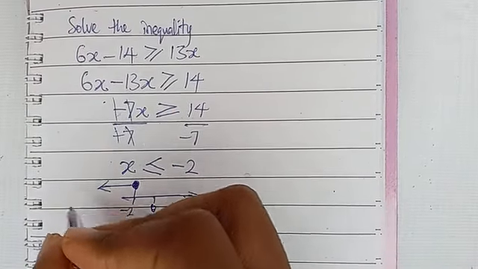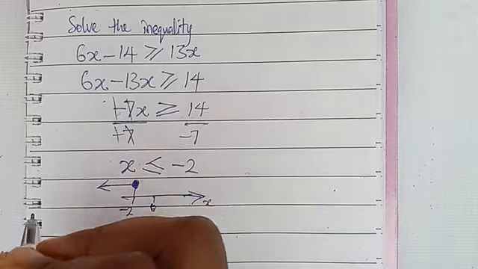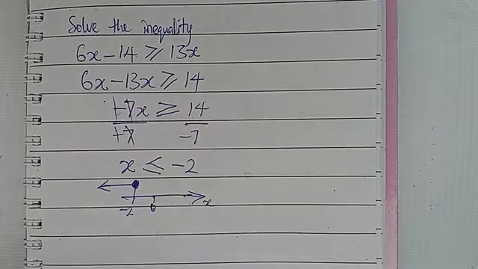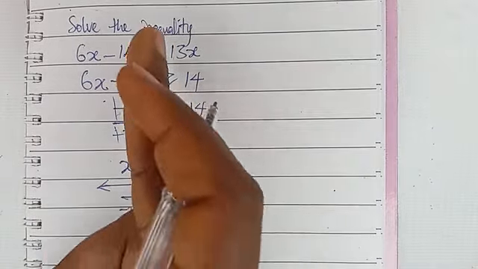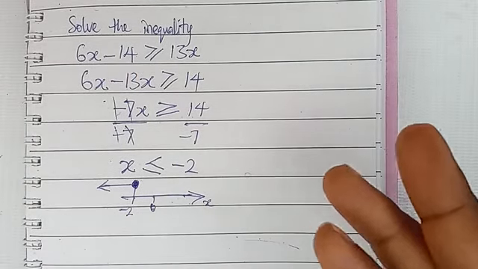So if you're asked for what values this inequality is true, it includes negative 2, and then every other number that is on this side of the number line. So we have negative 3, negative 4, and up to negative infinity that are also true for this inequality. So we see the use of the number line, right?